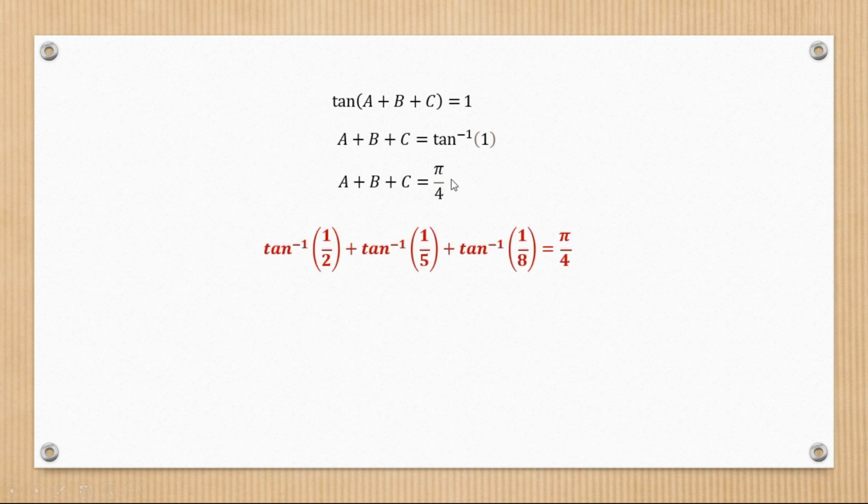Now remember, the reason we're able to do this is because pi basically represents 180. 180 divided by 4 is 45. So now basically when we substitute in the values of a, b and c, we have tan inverse of a half plus tan inverse of 1 over 5 plus tan inverse of 1 over 8 is equal to pi over 4, and hence we've proved the number.